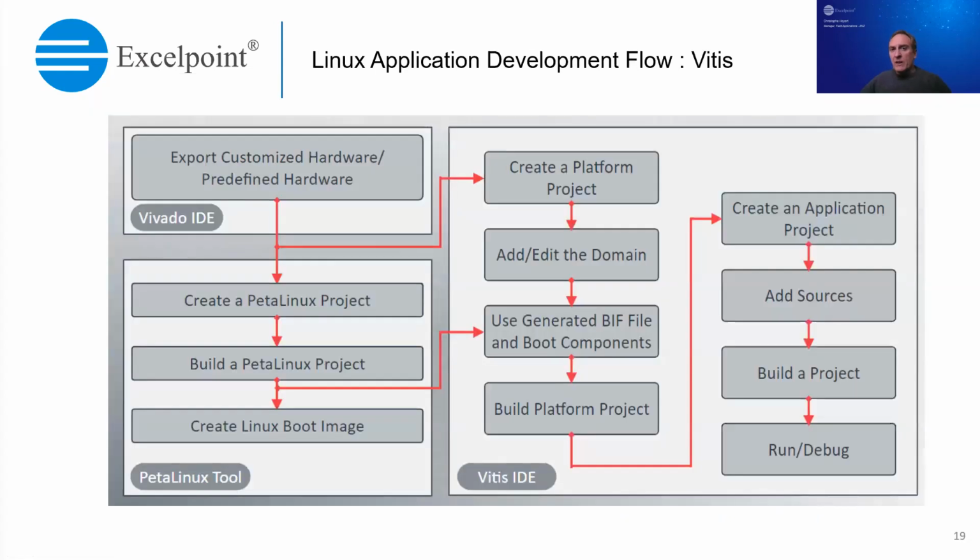Another more user-friendly way to develop Linux applications is by using the Vitis IDE. This is a quite simple diagram, but I think it's really great because it shows you how the three tools interact with each other. I actually did not generate this diagram, so I'm not claiming any fame here. On the top left, we see that we'll need to use the customized hardware, which is made available to both Petalinux and Vitis IDE.